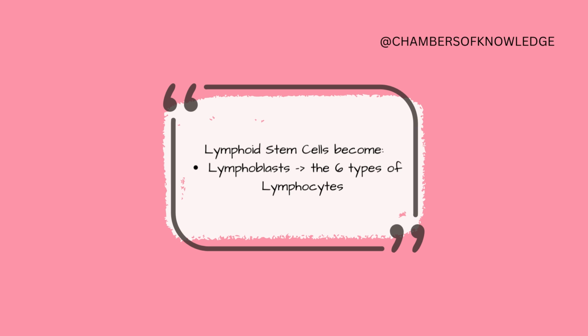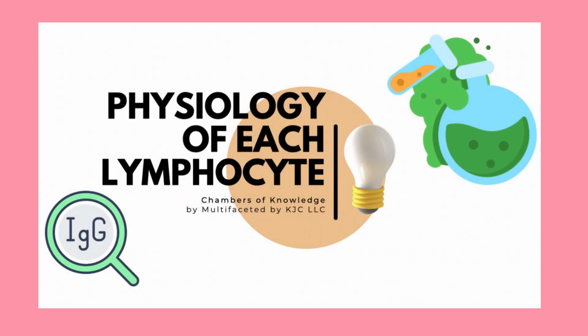This is the last of the 5 white blood cells and the only of the white blood cells that have more than one type. So if you're interested in a video talking about the different types of lymphocytes, there are 6 and I have a video on the channel. Again, it will be in the description box.